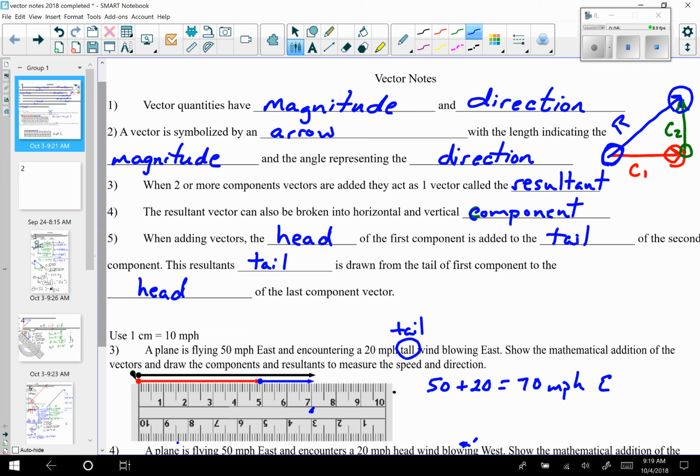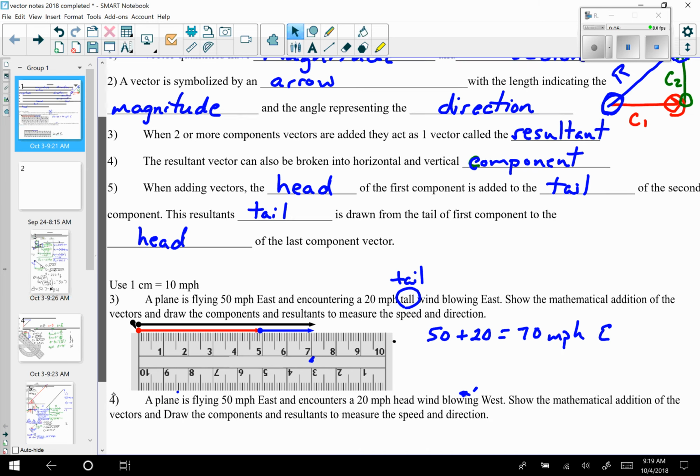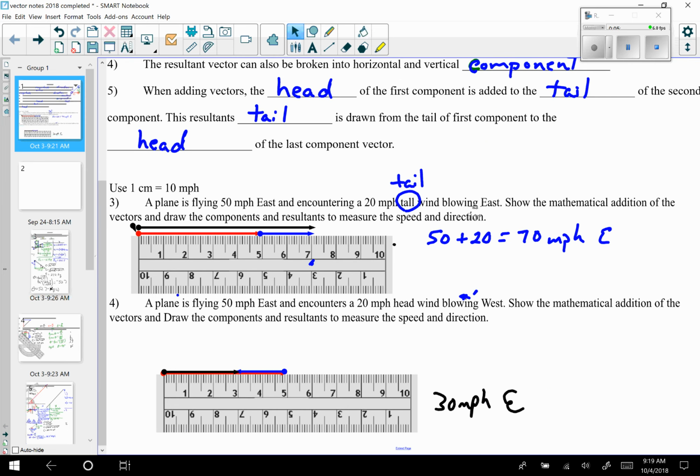Now, let's take a look down here where you have winds blowing the opposite directions of each other. So in number 4, I have a plane that's going 50 miles per hour east, but now the wind is going 20 miles per hour to the west. If you notice, I added this blue arrow. Once again, it's still 2 centimeters long, but I added it from the head of the red arrow, and I drew it back to the west, or to the left, because west is negative.